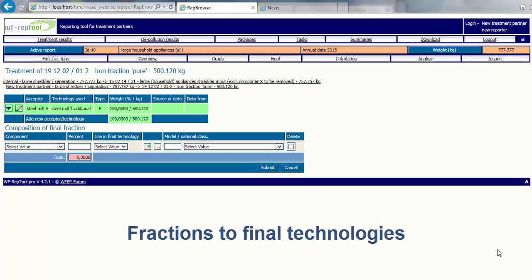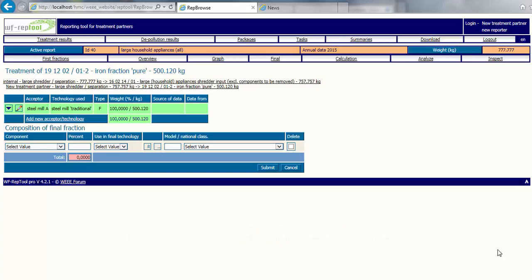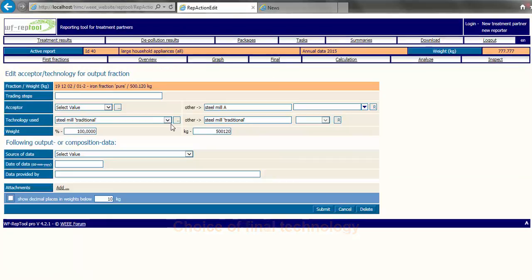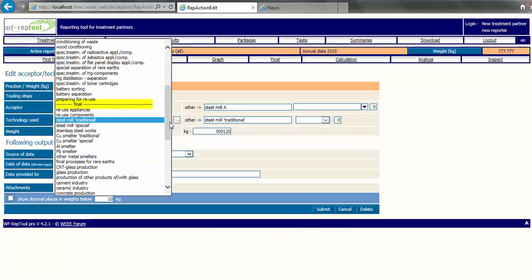In this video I want to explain to you how to proceed with fractions being delivered to final technologies. As I explained as an introduction in the video Information on Next Treatment Steps, for fractions being delivered to final technologies, composition data have to be given. Choice of final technology. To sum up and repeat, final technologies are those listed in the lower area of the scroll-down for technology used.